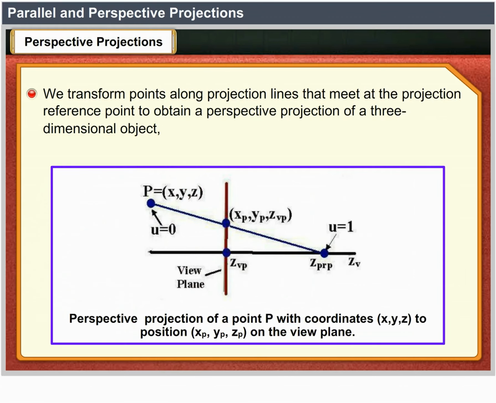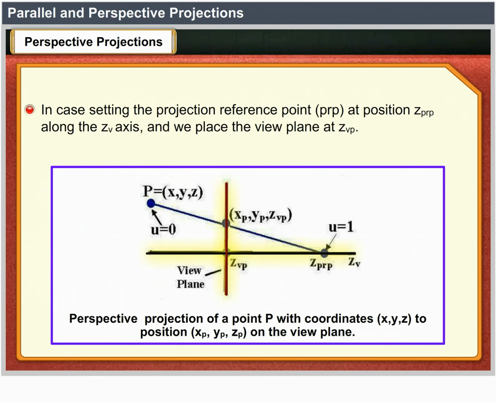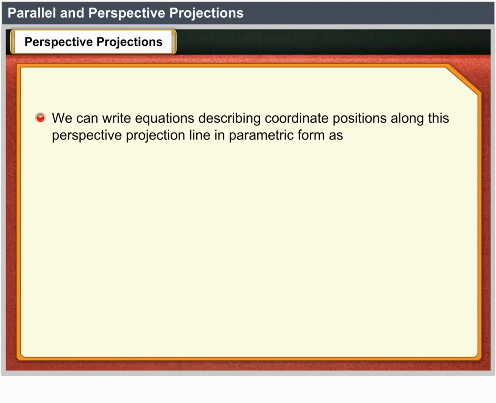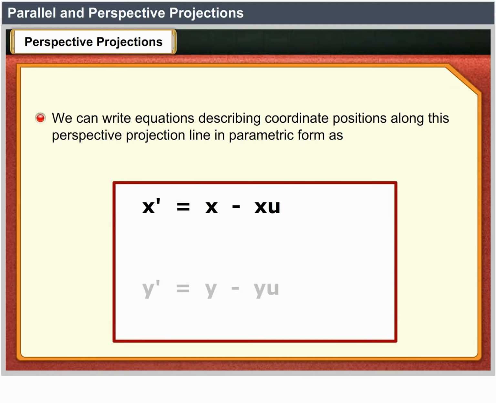Perspective projections. To obtain a perspective projection of a three-dimensional object, we transform points along projection lines that meet at the projection reference point. Suppose we set the projection reference point PRP at position zprp along the zv axis, and we place the view plane at zvp as shown in this figure. We can write equations describing coordinate positions along the perspective projection line in parametric form as x' equals x minus xu, y' equals y minus yu, z' equals z minus (z minus zprp) u.